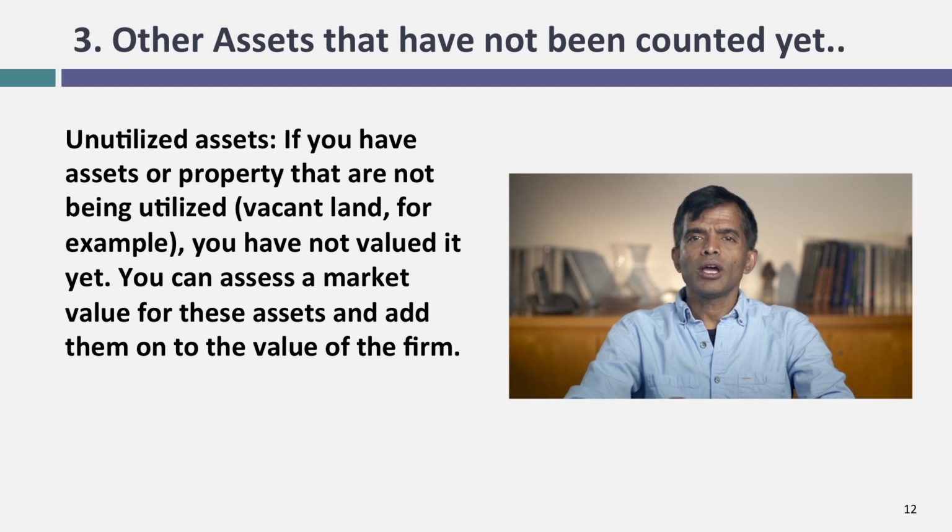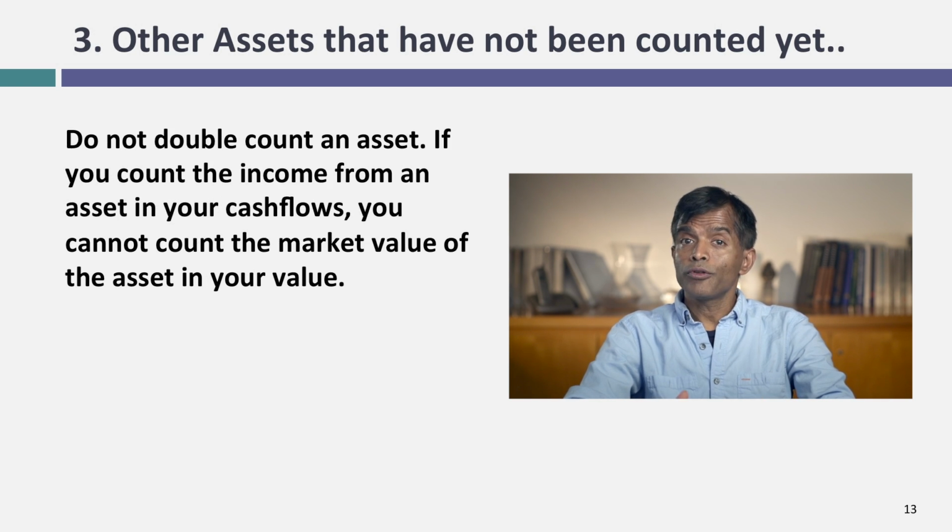You're looking for assets you haven't counted yet. If you already have counted the cash flows on an asset, you can't count the value of the asset as well, because that'll be double counting. So for instance, if you're valuing an oil company, you can't do a discounted cash flow value of the company and then add the value of the refineries and the ships and the real estate owned by the company, because those are the assets that generate the cash flows.